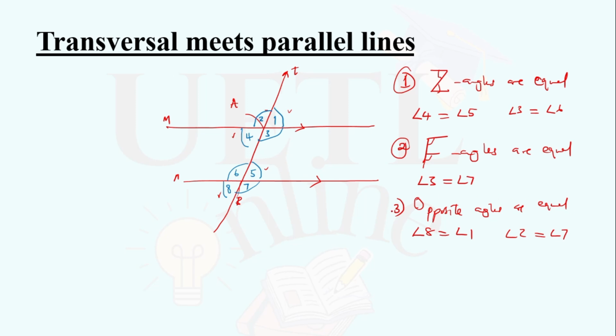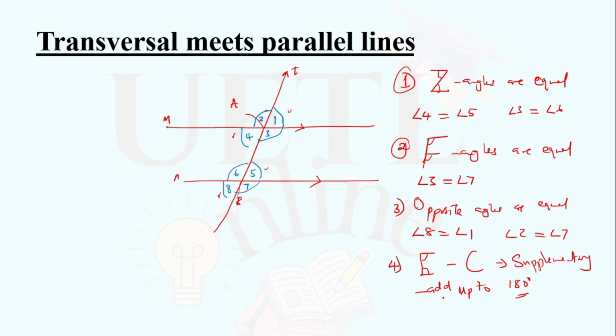The fourth one is these angles which form a C like this. Let's mimic it as a C. Here we have an angle here and an angle here. These two angles are supplementary. When angles are supplementary, they add up to 180 degrees. This is the meaning of supplementary.